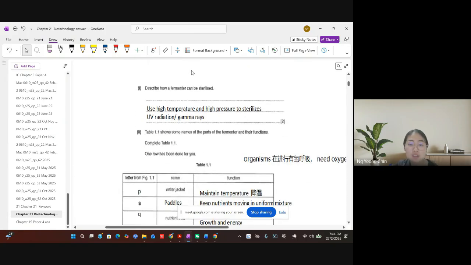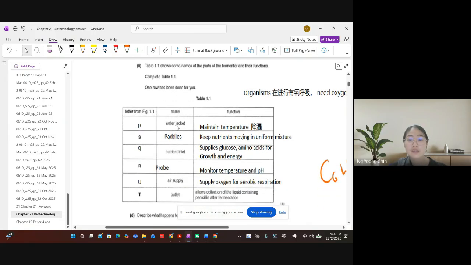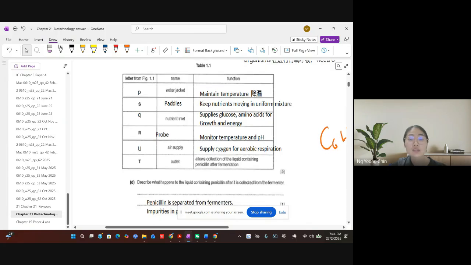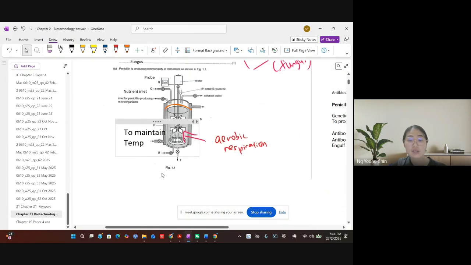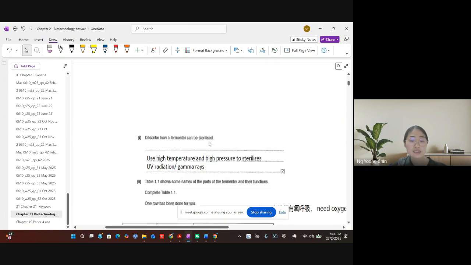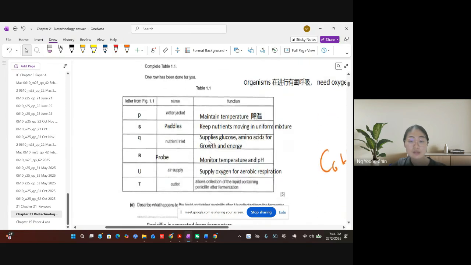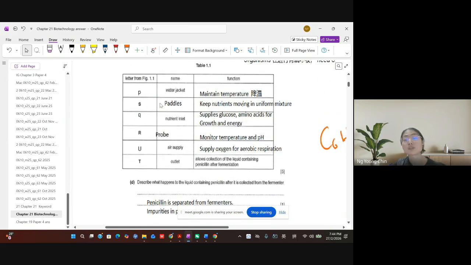Yeah, so that's how you can sterilize the fermenter: using high temperature, high pressure, UV radiation, or gamma rays. And then this one, okay, you can try to fix by yourself. So S is the paddles, right? Okay, so S is what we call the paddles. So what is the function of paddles?